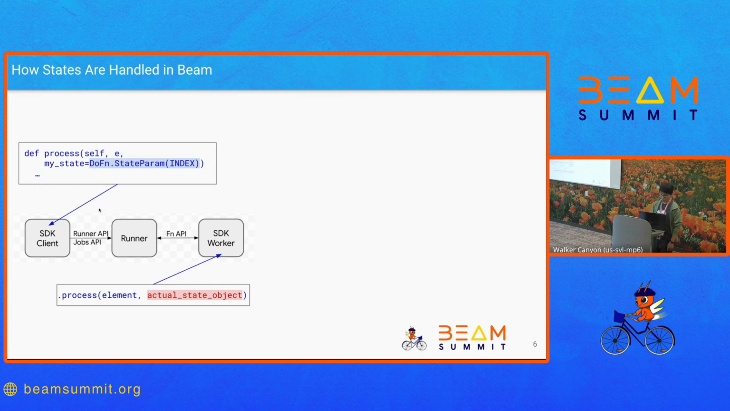So first, the user pipeline is converted to the proto via runner APIs, and then the stateful DoFn is part of the proto. The proto is then sent to the runner via job APIs, and the runner sends the work to the workers and communicates with them via the Fn API. Let's zoom in on this part, the operation between the runner and the SDK worker, and take a closer look at it.